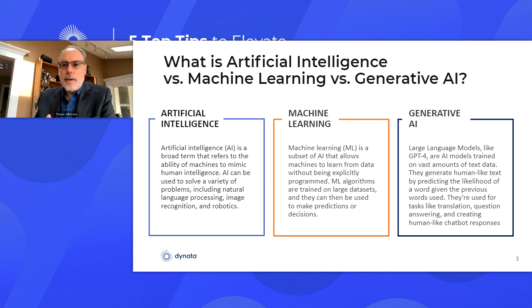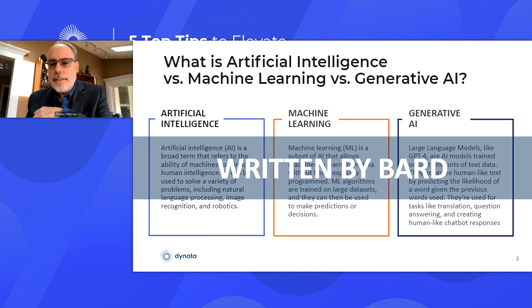And then finally, generative AI, which we've all heard a lot about in the last year. Things like ChatGPT. These are artificial intelligence models trained on vast amounts of text data. They generate human-like text. They predict the likelihood of a word being used given the context of the prompt and previous words used. They're great at translation, answering, and creating human-like chatbot responses. Generative AI is also good at writing stuff like this. Not exactly how I would have written it. This was written by Bard, which is Google's large language model, but did a pretty good job.